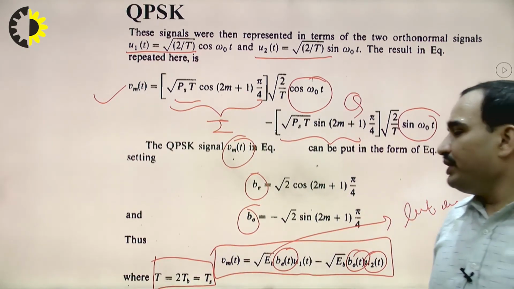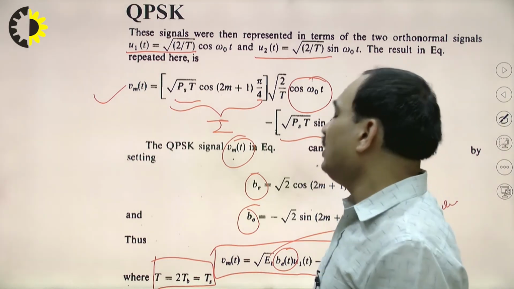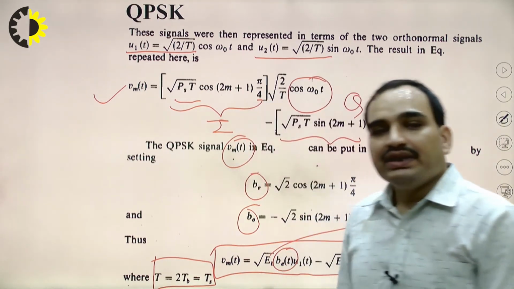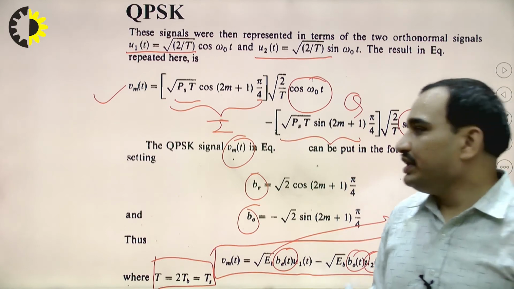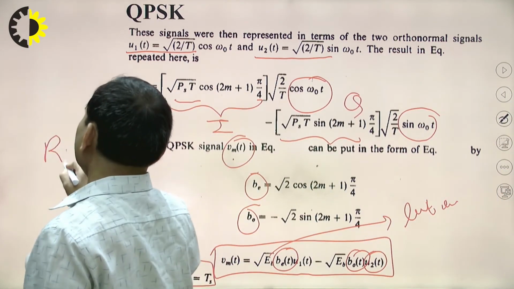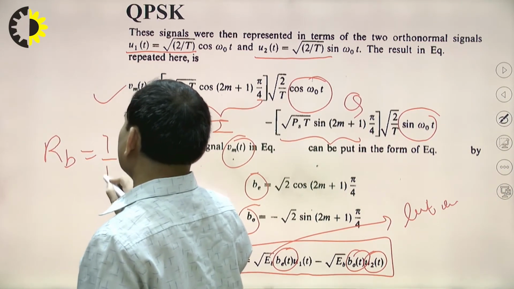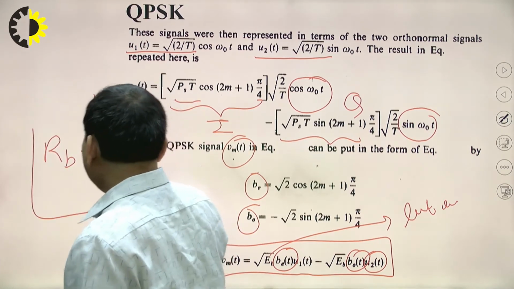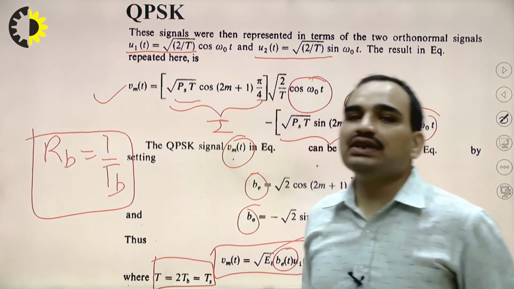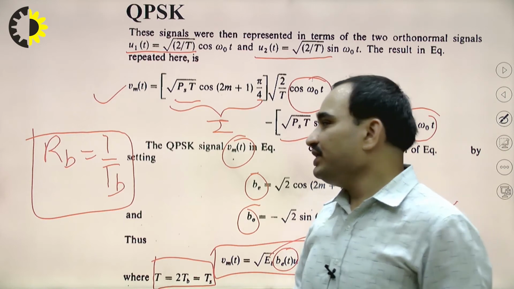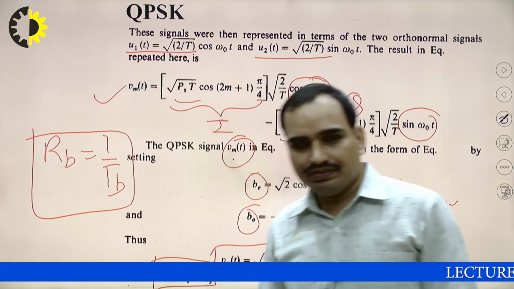The twice of the bit duration means the bit rate is decreased, because bit rate is inversely proportional to the bit duration. So when we are saying that the duration of the bit is twice, this means the bit rate will be halved.